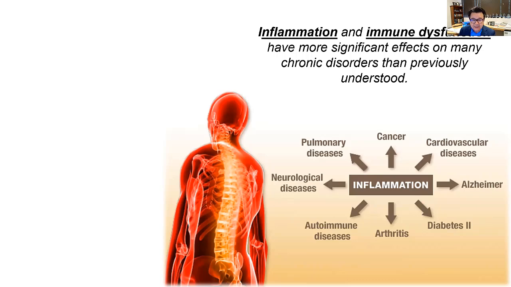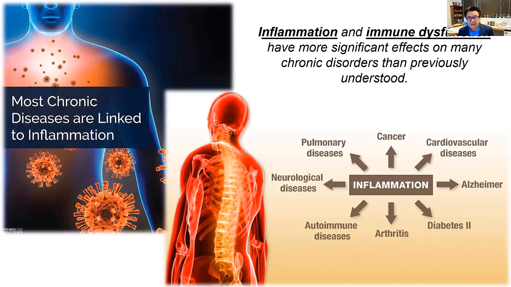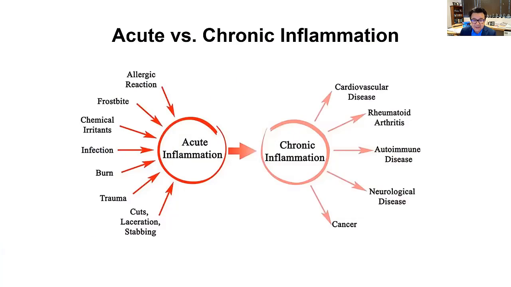So with that, we know that inflammation and immune dysfunction really do have significant effects on many different disease states. And it's likely that many are emerging in the sense where it's more relevant to things than we previously understood. Some individuals even believe that most chronic diseases are linked to inflammation. And in a broader sense, basically, it's the immune system.